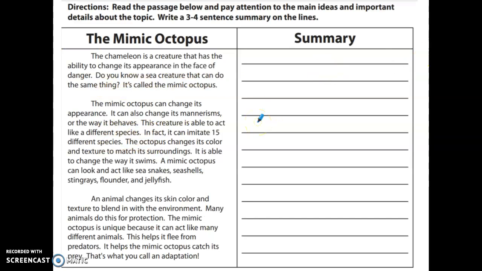All right, so let's take a look at this. The chameleon is a creature that has the ability to change its appearance in the face of danger. Do you know a sea creature that can do the same thing? It's called the mimic octopus.